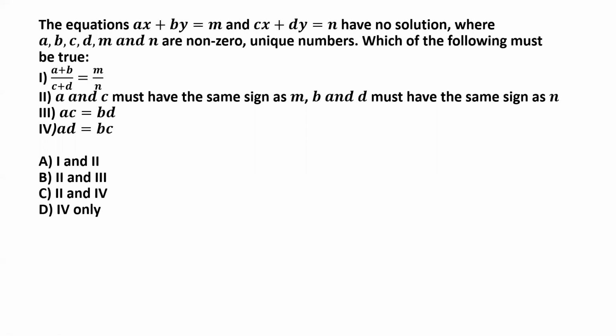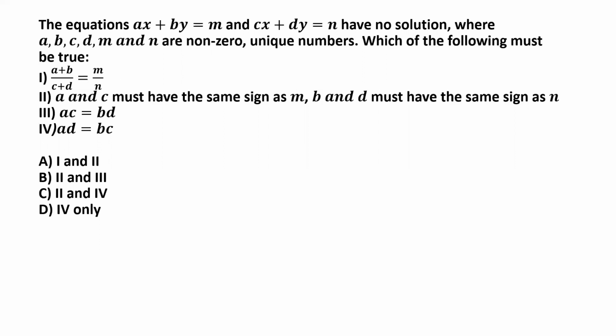The equations ax plus by equal to m and cx plus dy equal to n have no solution, where a, b, c, d, m, and n are non-zero and unique numbers. Which of the following must be true? We are essentially given four statements on possible relationships between a, b, c, d, m, and n, and then given options from A through D, and you have to pick the correct choice.